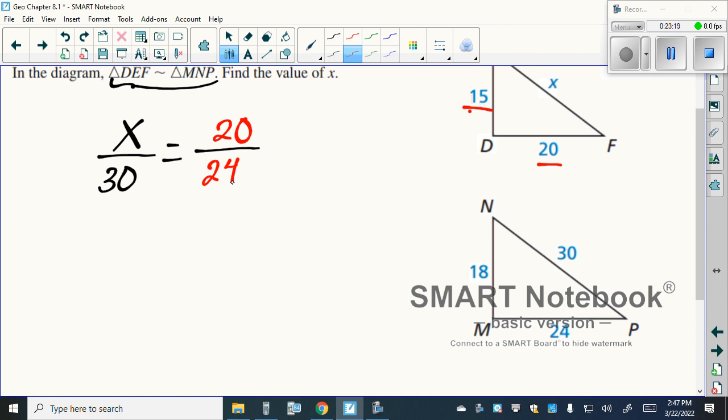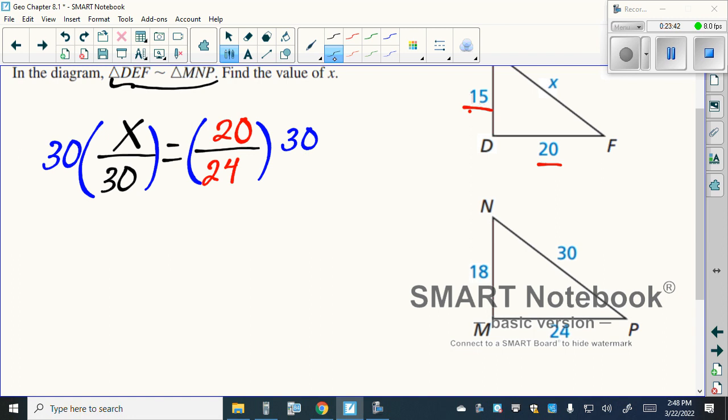So if we pick 20 over 24, it's still going to give us the same answer as if we picked 15 over 18, because we know the scale, these will all reduce to the same amount. Now the only thing we have to do at this point is get the variable x by itself. And to do that, we're going to multiply both sides by 30.